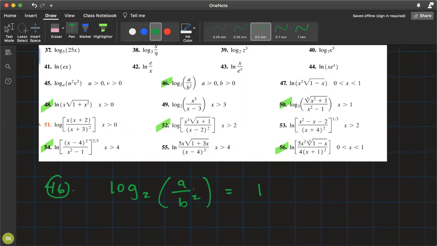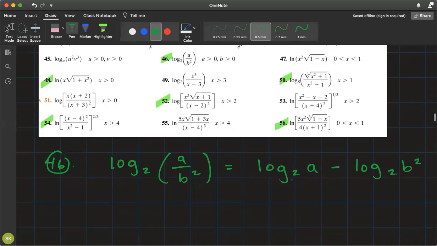Notice that this is divided by something on the bottom, so let's make that a subtraction. Log base 2 of a minus log base 2 of b squared. Now what can I do from here? I can pull this 2 in the front. So now this becomes log base 2 of a minus 2 log base 2 of b.